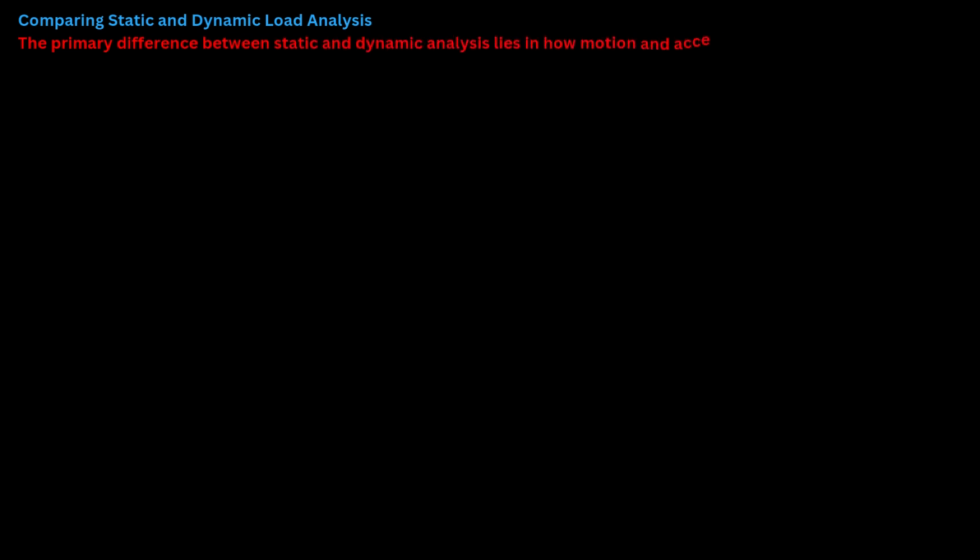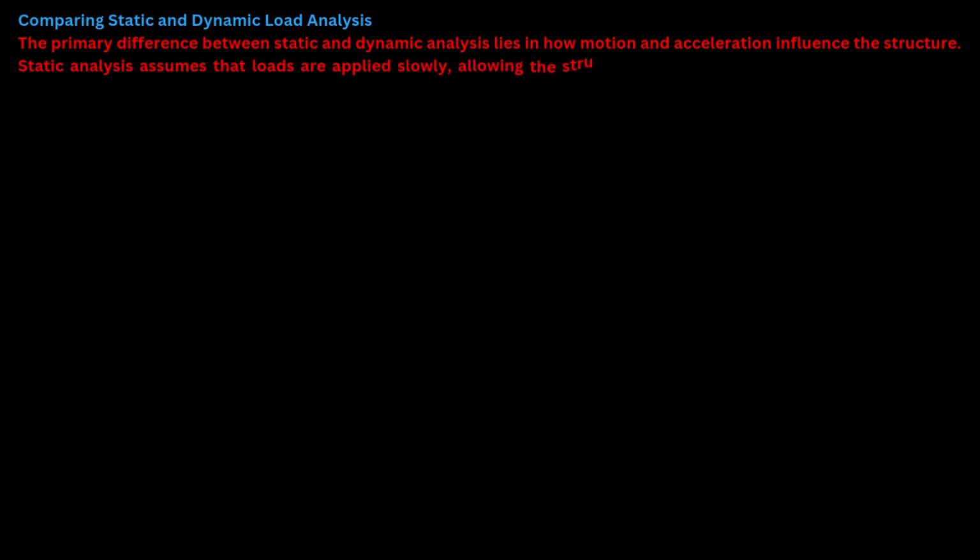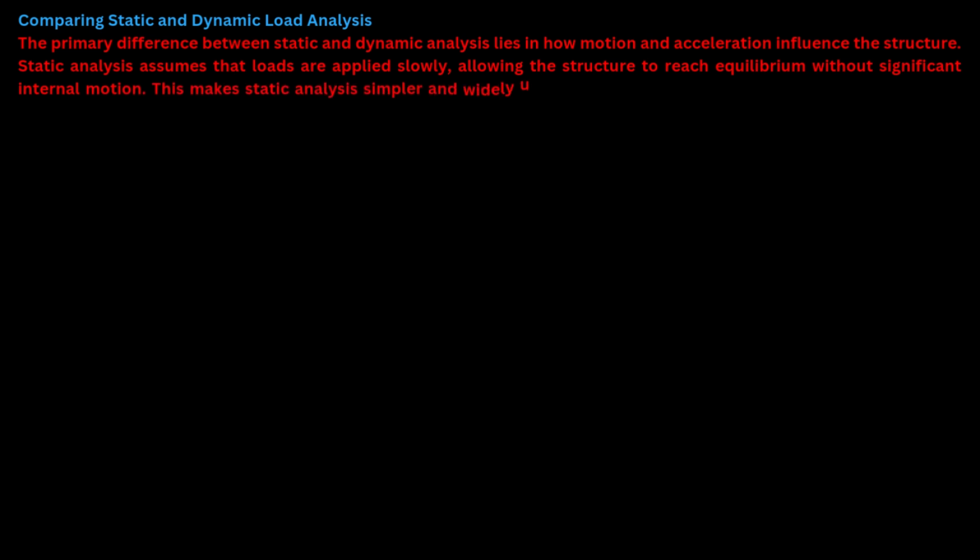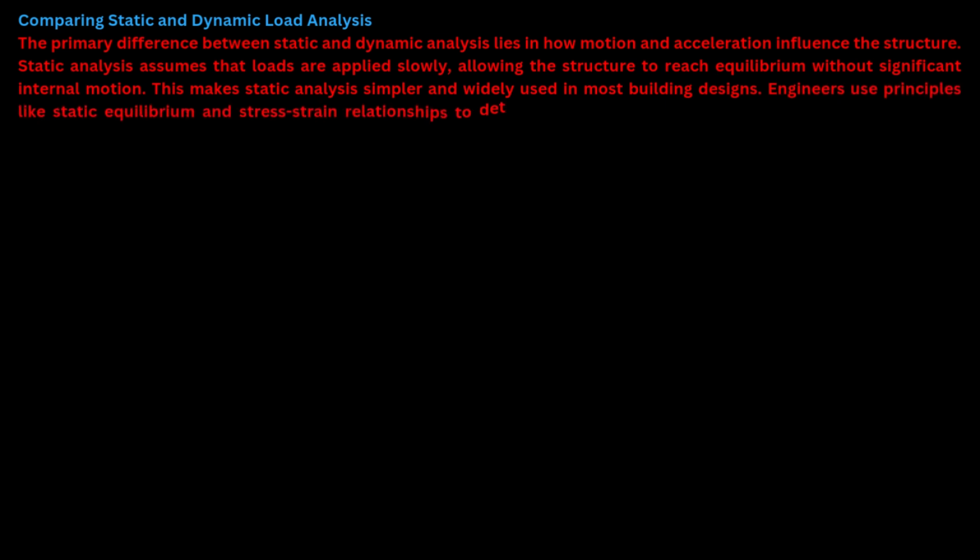Comparing static and dynamic load analysis. The primary difference between static and dynamic analysis lies in how motion and acceleration influence the structure. Static analysis assumes that loads are applied slowly, allowing the structure to reach equilibrium without significant internal motion. This makes static analysis simpler and widely used in most building designs. Engineers use principles like static equilibrium and stress-strain relationships to determine how materials and components will react under constant forces.